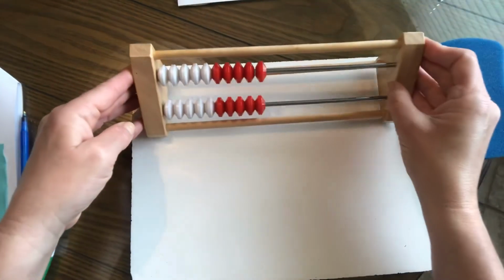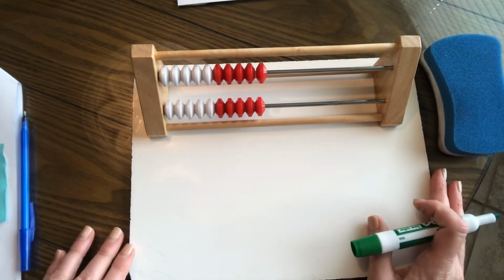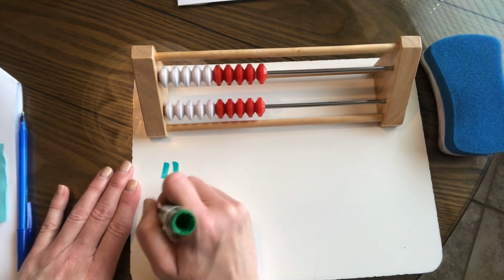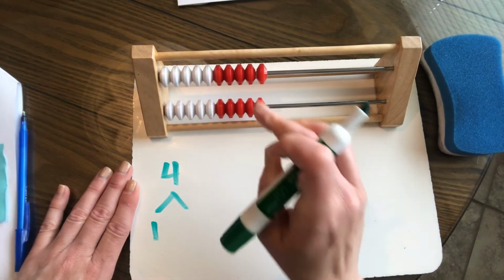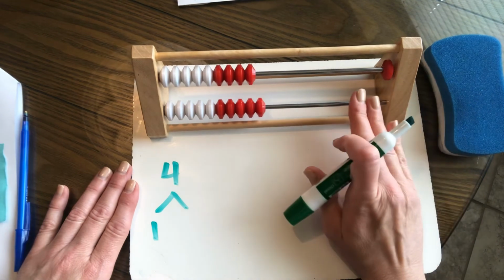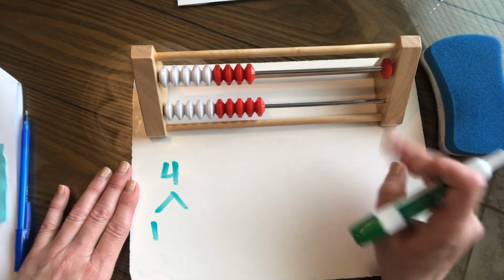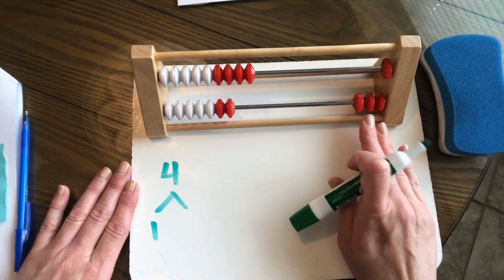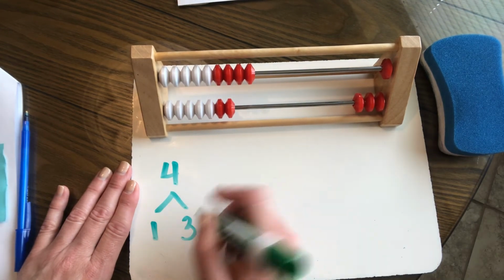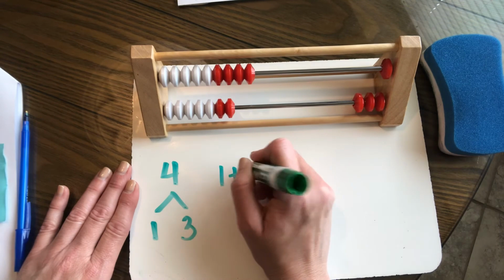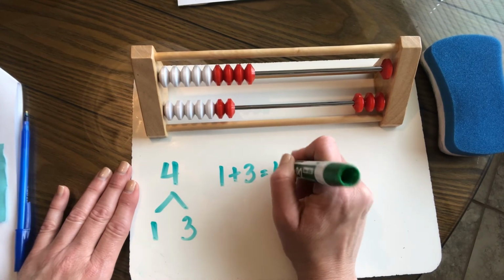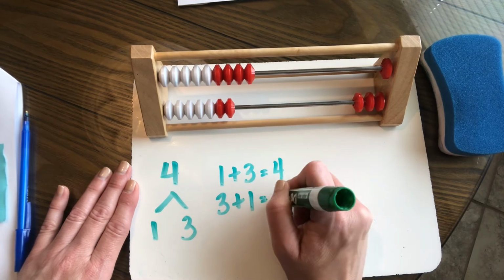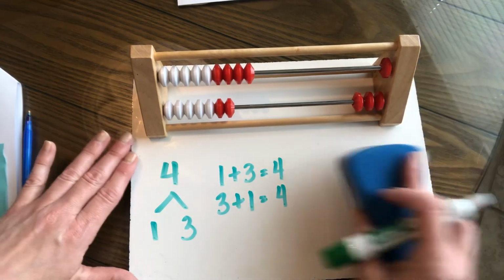All right, let's just do a few more and then we will be finished for today. This time, let's make 4. And I only want to start with 1 bead. How many more makes 4? 1, 2, 3, 4. My missing part is 3. So 1 plus 3 equals 4. 3 plus 1 also equals 4.